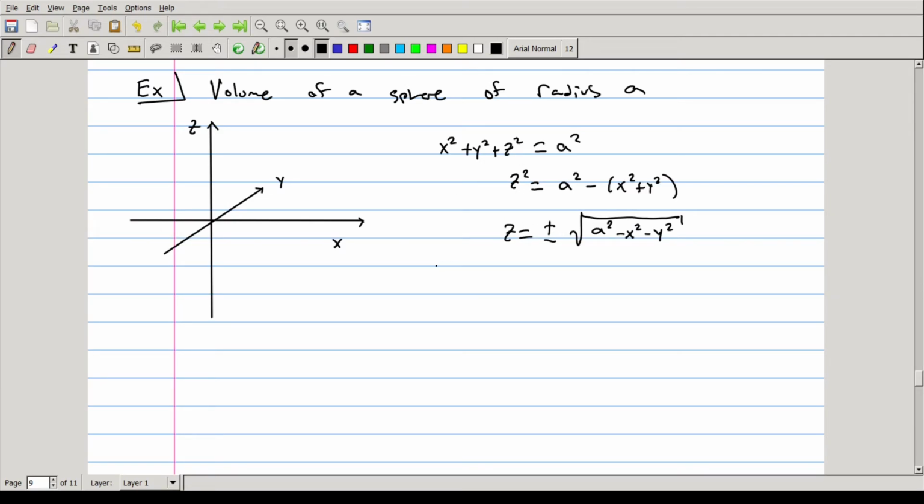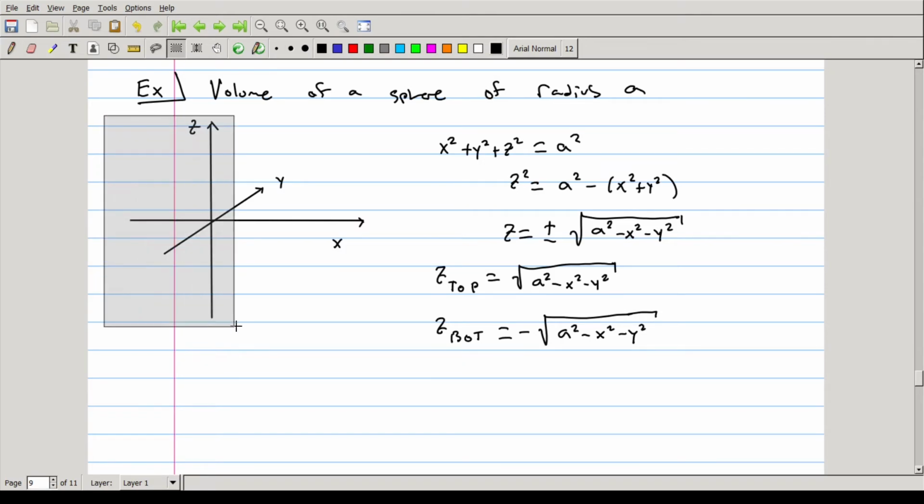And this gives us directly z top, when z is positive. This is the positive square root of a squared minus x squared minus y squared. And z bottom is equal to negative the square root of a squared minus x squared minus y squared. So you see I've done all of this without drawing a picture, but the idea is that this very clearly gives us the equations that we're looking for when we want to go through and integrate this.